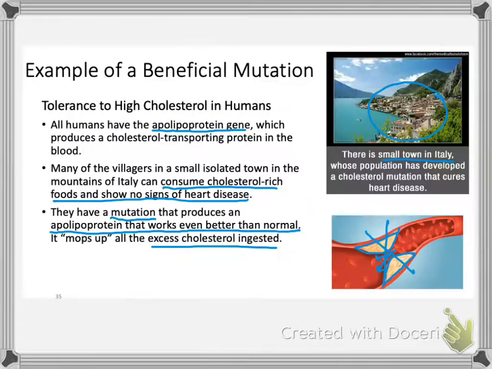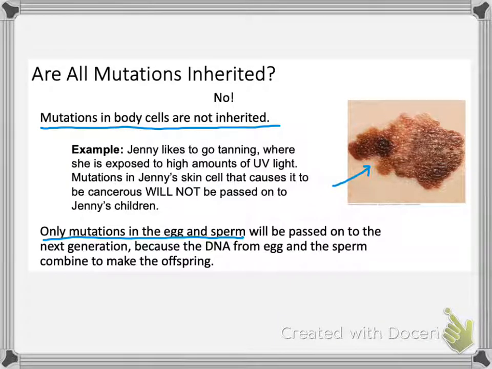So in this case, that town in Italy, the only reason they were able to see this mutation happen over and over again and be passed from generation to generation is because it happened in the original person's sex cells. It was a man they traced it back to, his sperm, and he was able to pass it on to his kids, who were able to pass it on to their kids. And so that is how it was able to be passed from generation to generation.